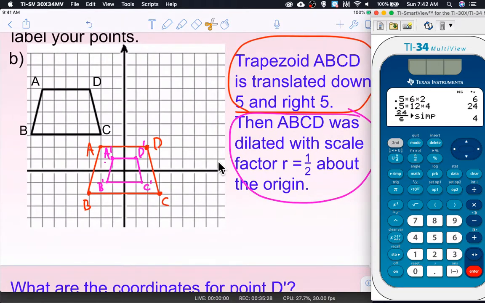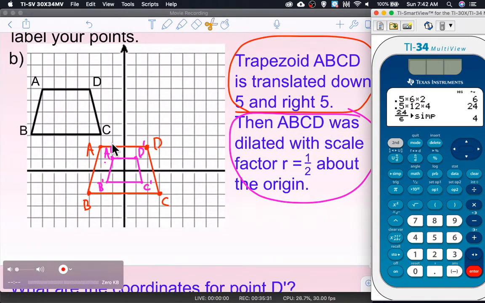So now that's the whole sequence of transformations. We translated it, and I have my red thing. We then dilated it about the origin. I have this pink thing. The pink thing is our final. The red is just kind of like an in-between step.